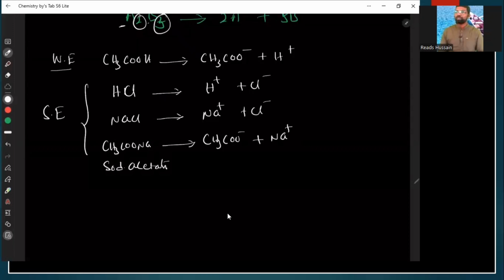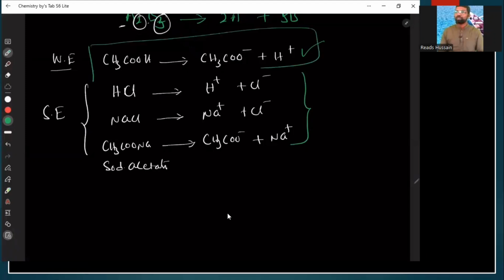Actually, we need to find the molar conductivity of this weak electrolyte by using these three. What are the ions present in a weak electrolyte? Acetate ion and H plus ion. That means we need acetate ion and H plus ion. Listen carefully, my dear students. This is a very important topic. That's why I'm going a little slow.